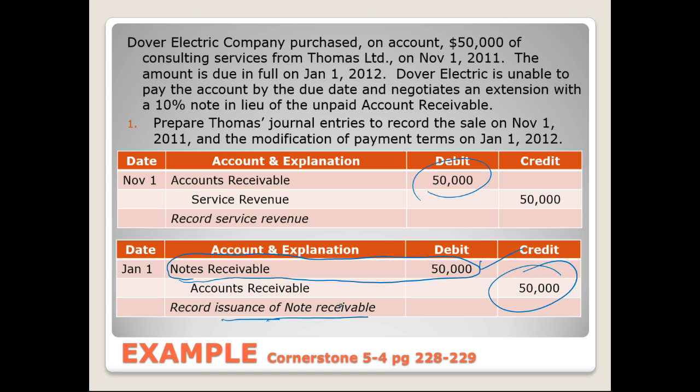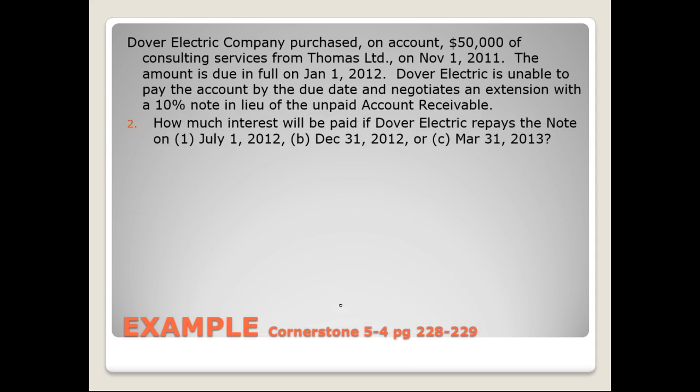For notes and for bonds, we use this term issued. It means Thomas is allowing for this loan. They are extending the loan. So now, we need to figure out how much interest Thomas is going to receive. Dover is going to have to pay. Let's look at 3 different time periods over which this note could be extended.